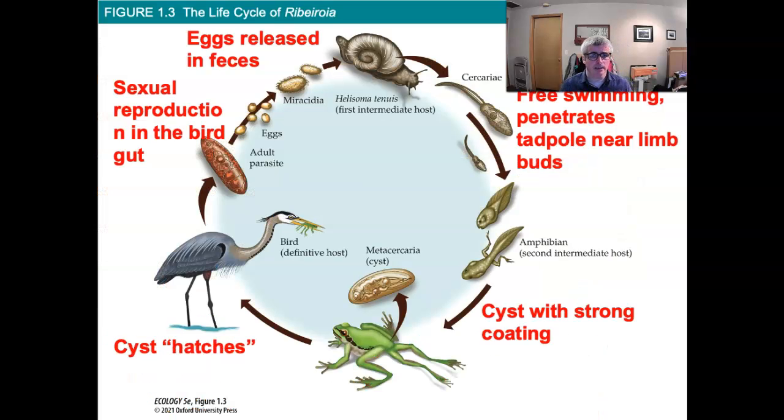So to understand this issue, we need to understand the life cycle of Ribeiroia, which is the parasitic flatworm that is partially responsible for these deformities. These parasitic flatworms with this life cycle are pretty common.